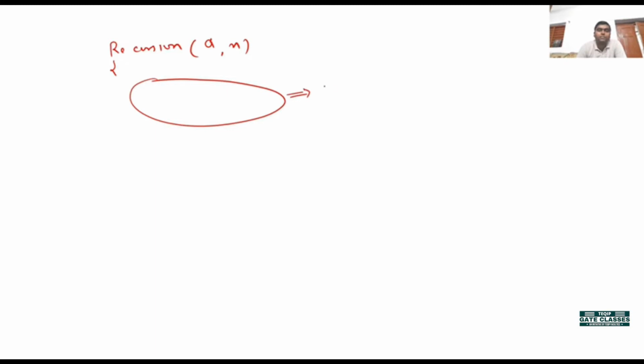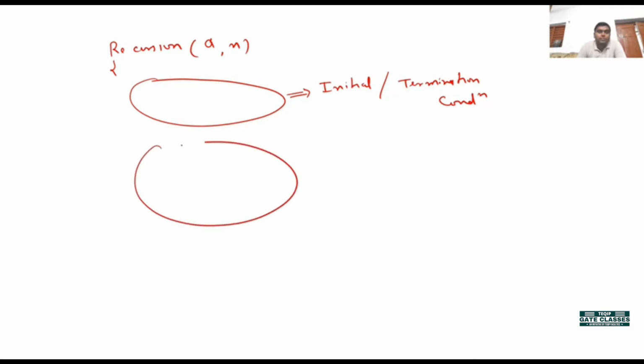The very first thing is called the initial condition, or it is also called the termination condition. The second step that is involved is called the recursive step. So in the recursive step, what will happen? This function itself calls itself, right? The same function is calling again and again, but with a different argument. Let us suppose a, n by 2.